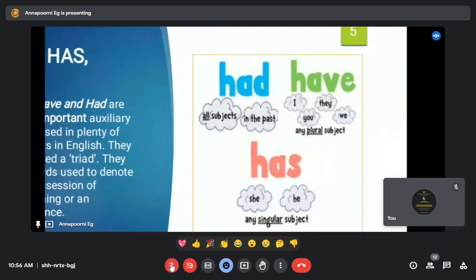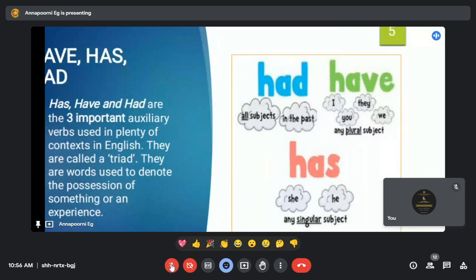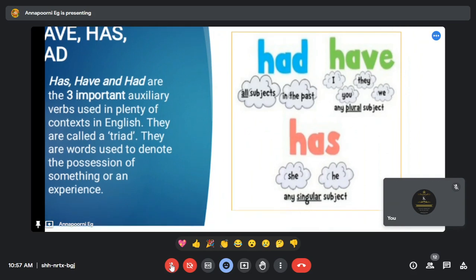Three words are given and had can be used with all kinds of subjects. Subject means nouns or pronouns. All kinds of subjects can be used with had, and had is a word used in past tense. Have can be used with I, you, they and we, and any other kind of plural subjects. And finally has can be used only with he, she and it, and other singular subjects.